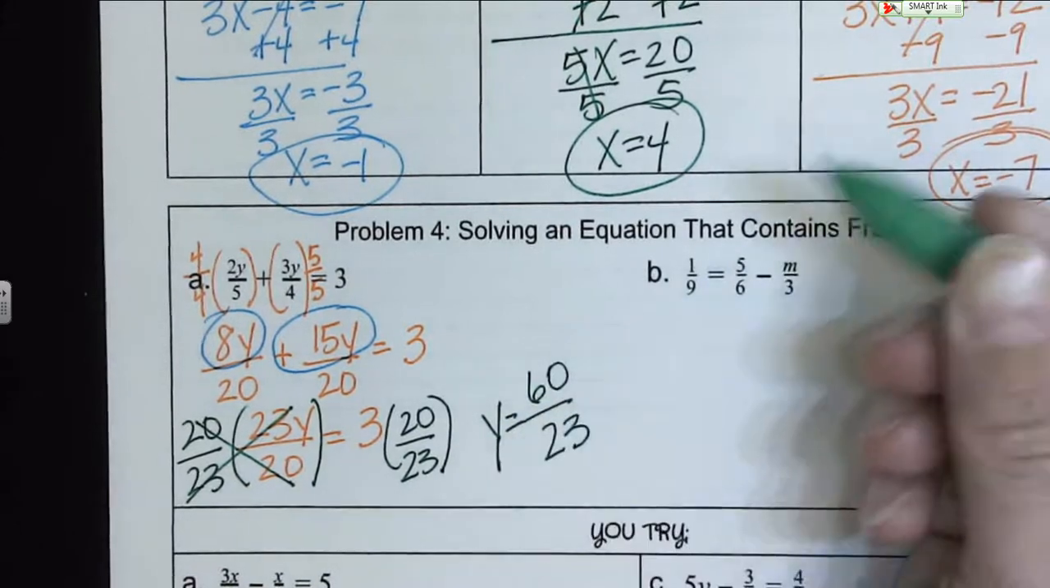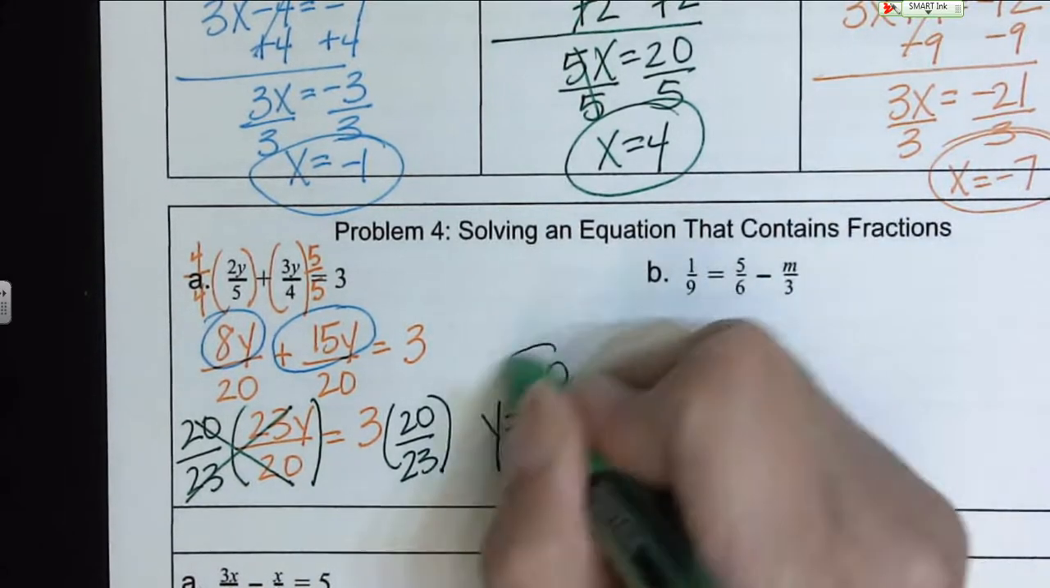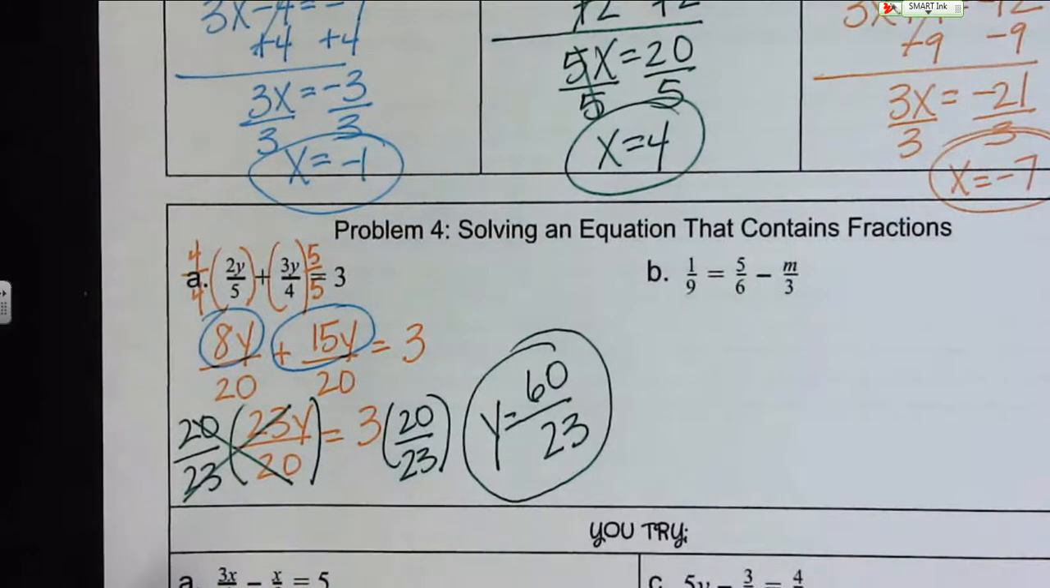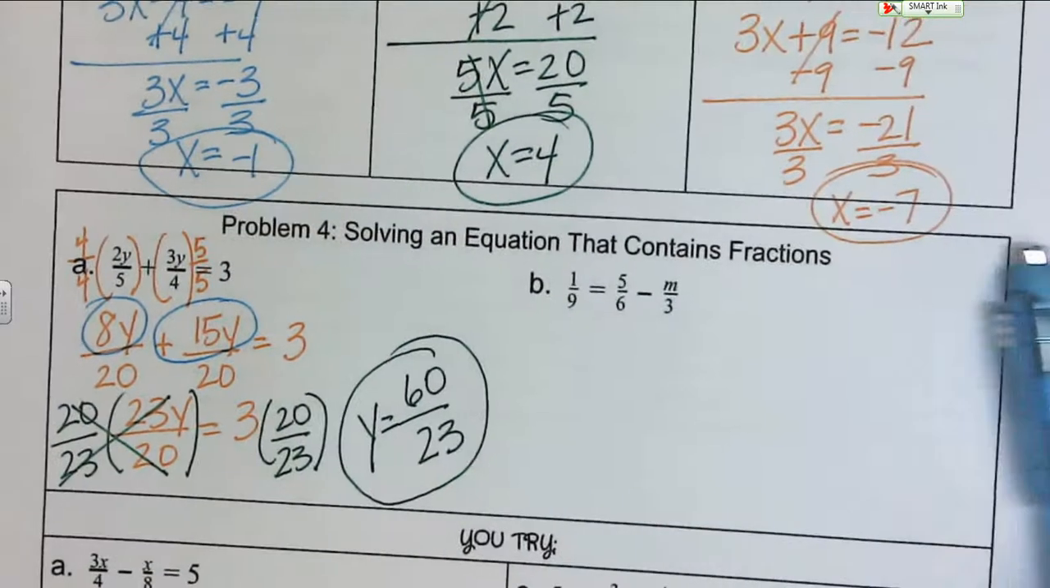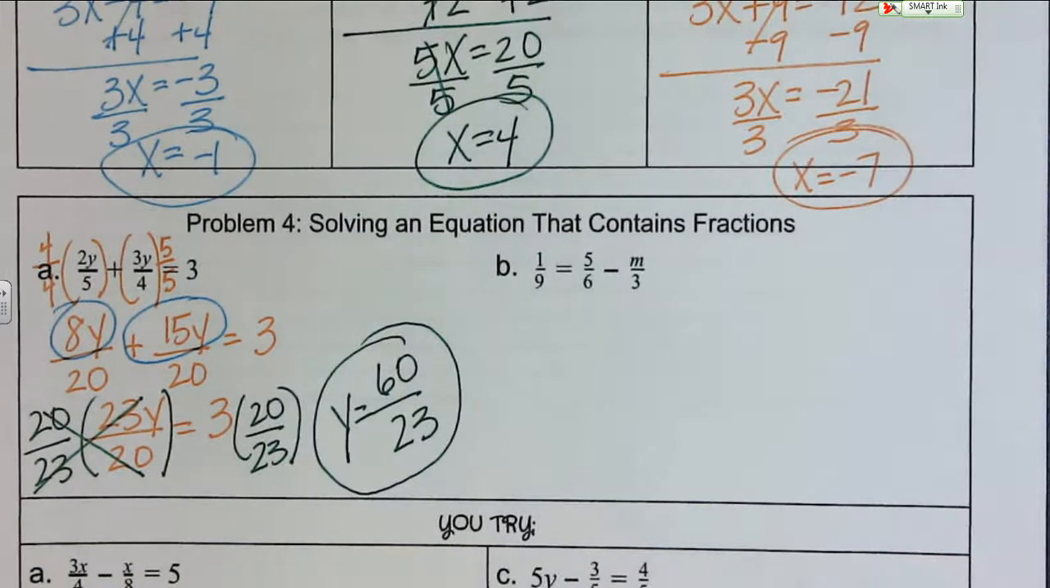Can I do it a different way? Sure. Can I show them a different way? Sure. All right, because I hate fractions, and I see that 9, 6, and 3 are all in 18. So I'm going to actually multiply this entire thing by 18.